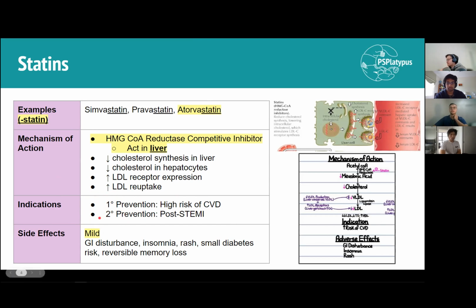with patients. So side effects for this drug are quite mild, but they're typical drug stuff like GI disturbance, insomnia, rash. There's a small diabetes risk and irreversible memory loss, which are kind of rare, but I wouldn't get too hung up on those two. Just know that it's actually quite well tolerated. It's got a very good side effect profile.